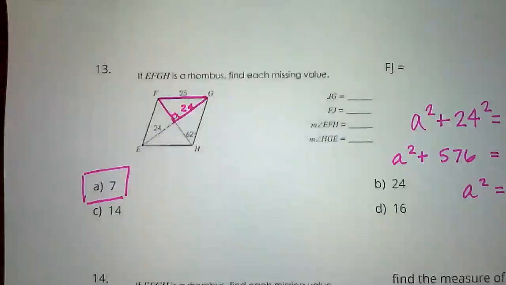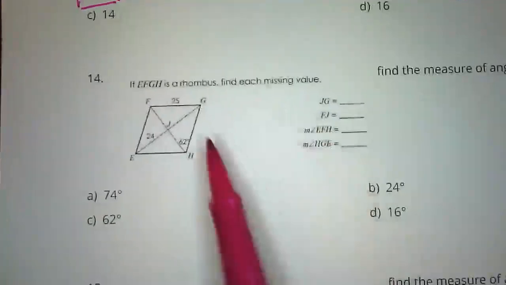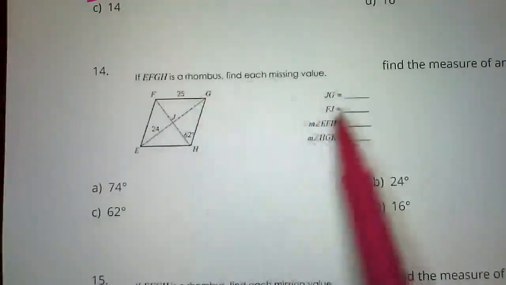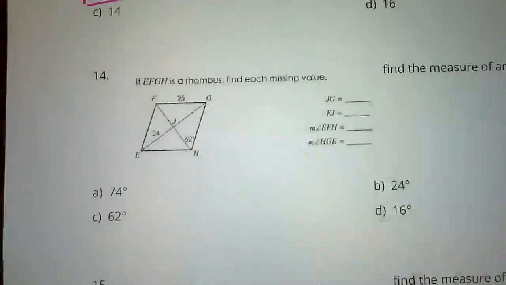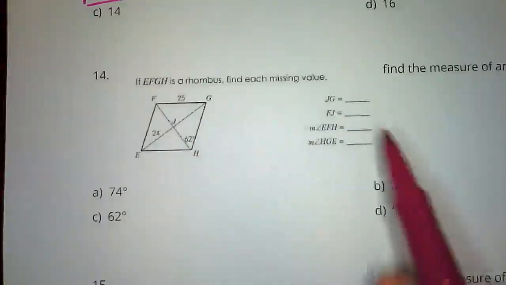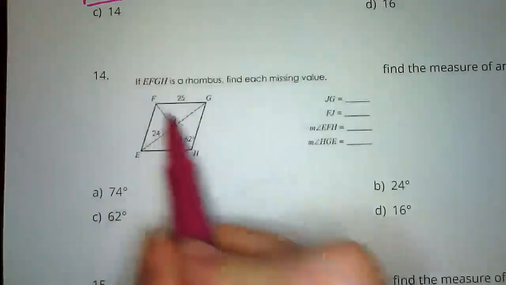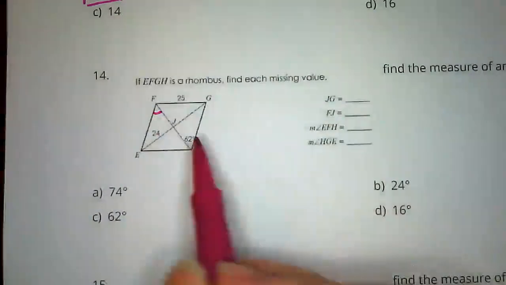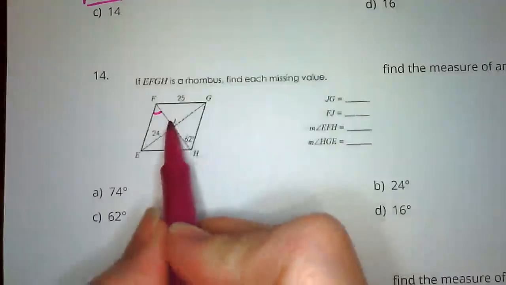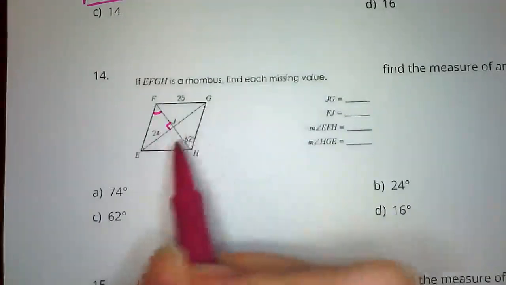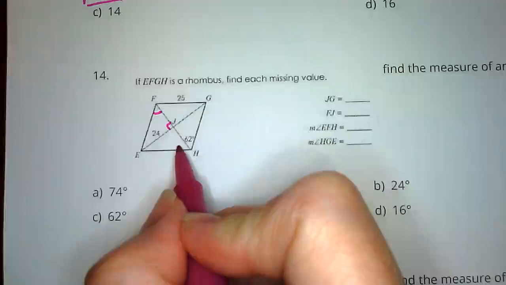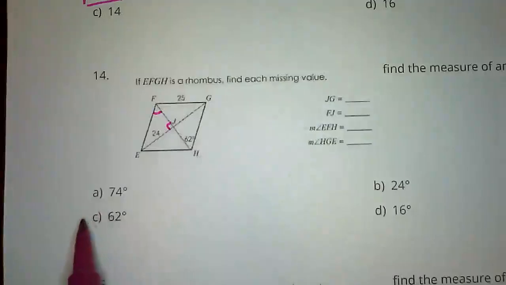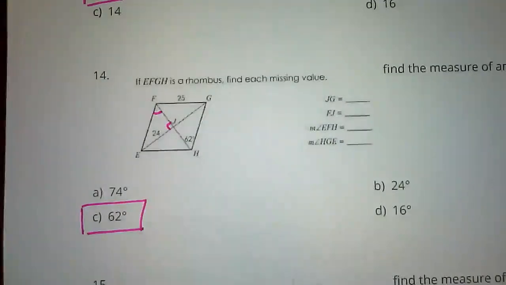The next one is still a rhombus, the same one. EFH, so angle EFH, is this one right here. Remember that these are right triangles in here, and all four of them are the same. So if this is 62, that's 62, that's 62, that's 62. So that one is 62.